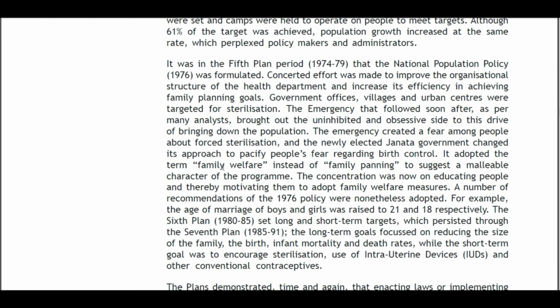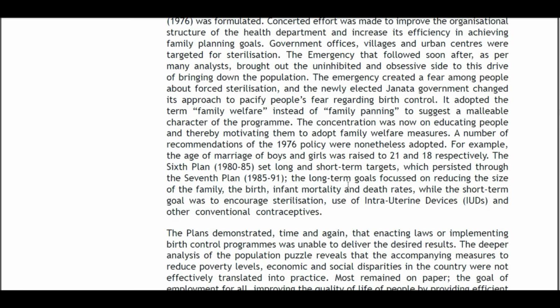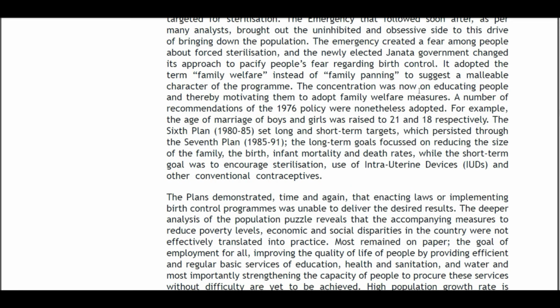It adopted the term family welfare instead of family planning to suggest a malleable character of the program. The concentration was now on educating people and thereby motivating them to adopt family welfare measures. A number of recommendations of the 1976 policy were nonetheless adopted. For example, the age of marriage for boys and girls was raised to 21 and 18 respectively.